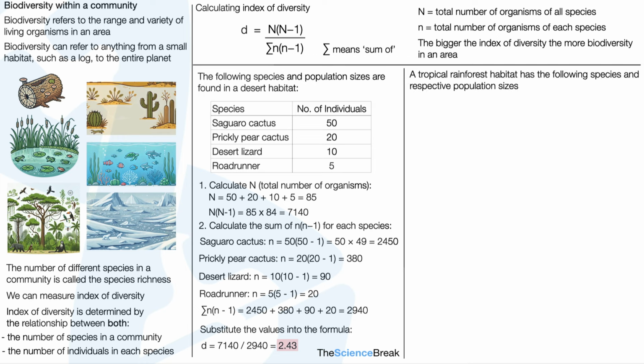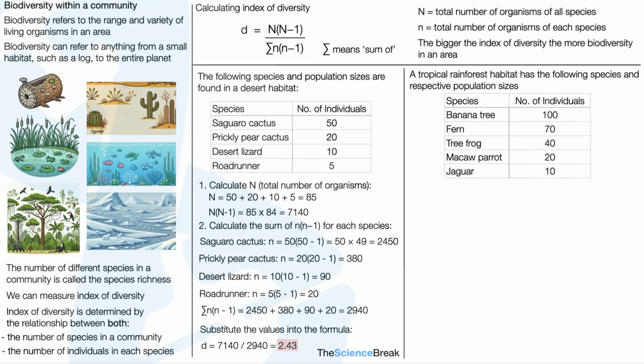You could try one for yourself. A tropical rainforest habitat has the following species and respective population sizes. So here's the information that we need. You have the formula above. So give that a go, and I'll put the answer on the screen in a moment.